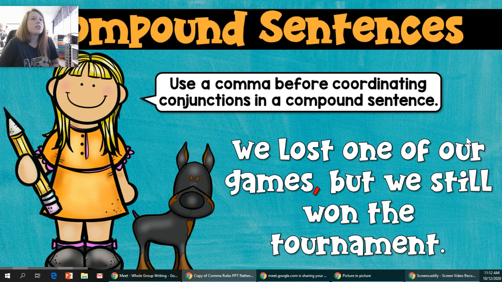Okay. We lost one of our games, but we still won the tournament. A compound sentence is when there are two sentences put together to form one sentence. So we could make that compound sentence into two sentences. We lost one of our games, period. We still won the tournament, period. It would make sense to put them into two sentences, but that person put it together and put what word in there to connect them.